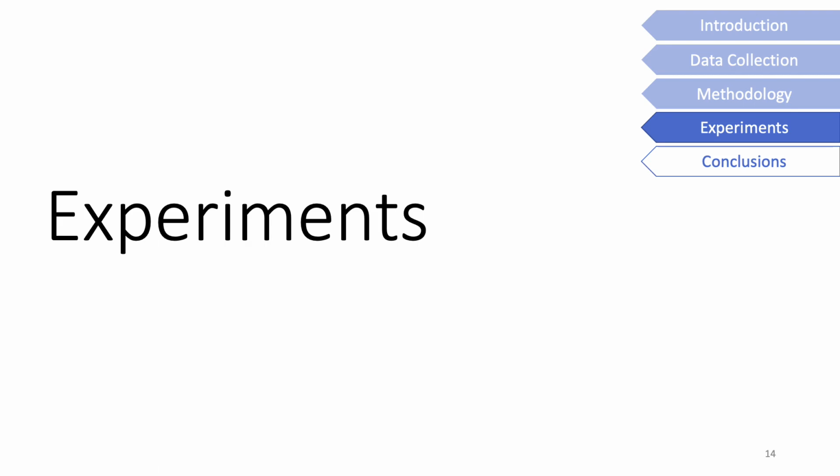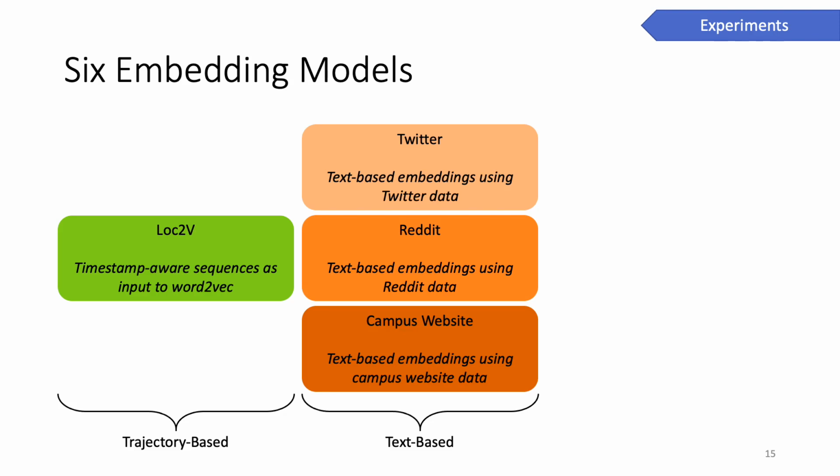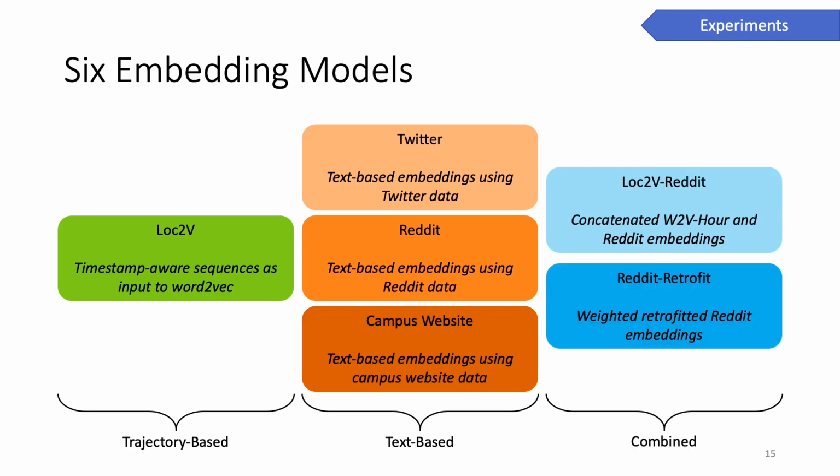Now I'm going to be talking about our experiments and our results. To recap, we have 6 different embedding methods. First, our trajectory-based method, log2v. Then 3 text-based methods using Reddit, Twitter, and the campus website. And then finally, 2 combined methods. The first here is the concatenation, and the second is using our retrofitting. We used Reddit for our combined approaches because we generally saw strong performance using Reddit embeddings for our downstream tasks.